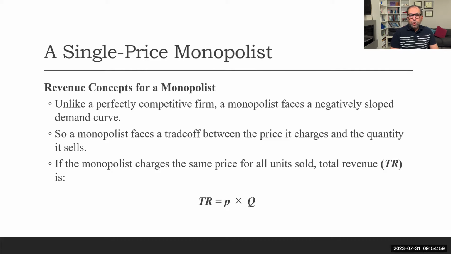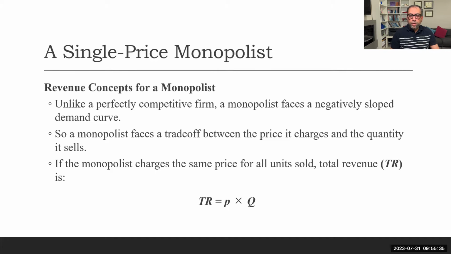A downward sloping demand curve means that if the monopolist wants to sell one more unit, the monopolist has to reduce the price. So in order to sell one more unit, the price will go down. The monopolist is facing a trade-off: if they want to sell more, they have to reduce the price, or if they want to charge a high price, they will be able to sell less.